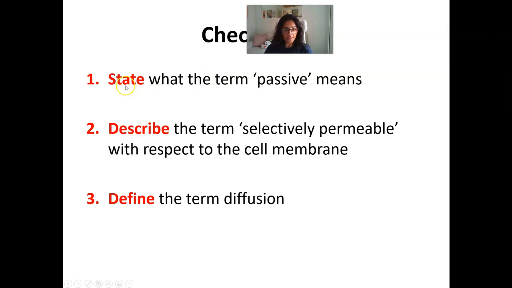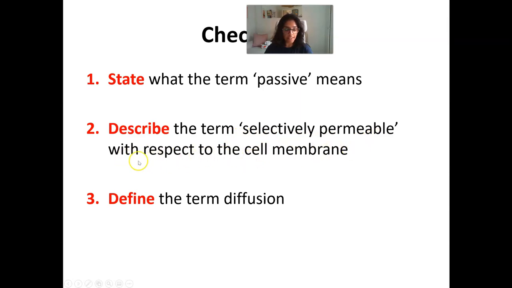When we say state what the term passive means, you only have to give a simple, concise, 1-sentence answer. We're not looking for anything more than that. So that's a fairly low order recall question. Going up a notch, we're looking at describe questions. You have to describe the term selectively permeable membrane with respect to the cell membrane.